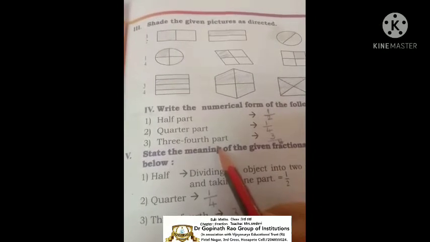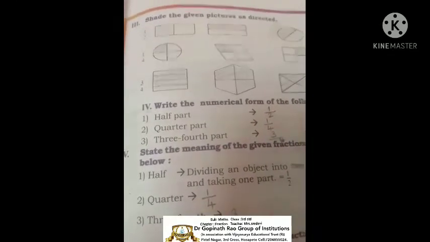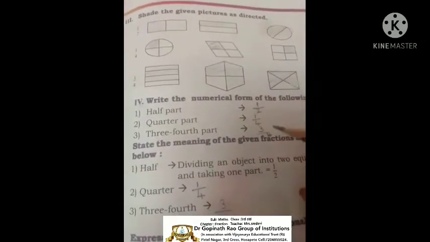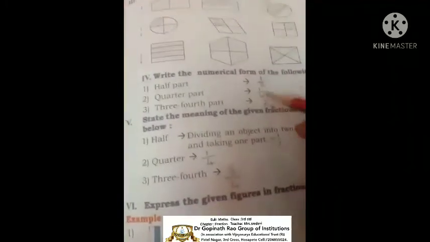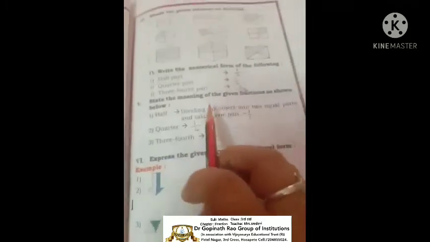3/4 part. 3/4 part means how? See, the object is divided into 4 equal parts and 3 of them are shaded, so it is called 3/4 part. Next, state the meaning of the given fraction as shown below.